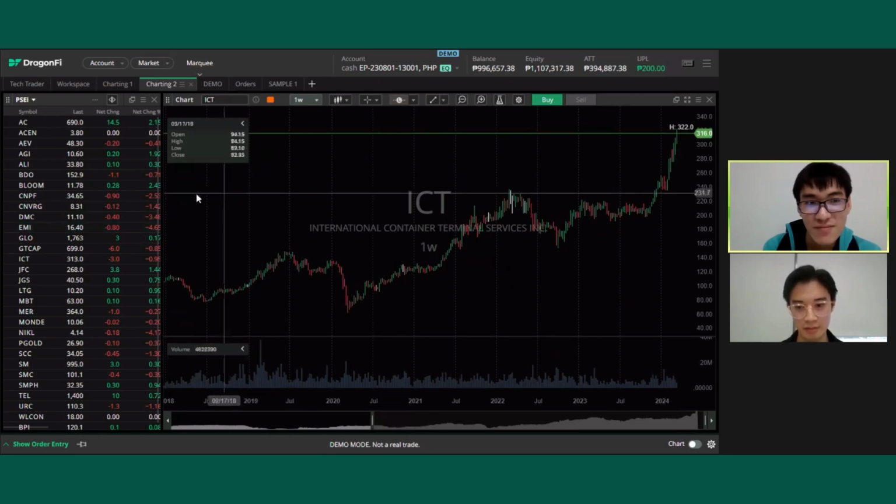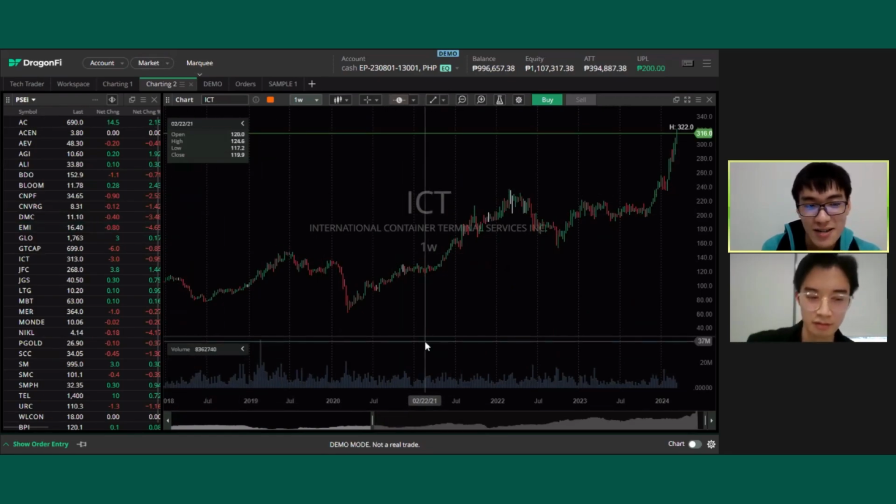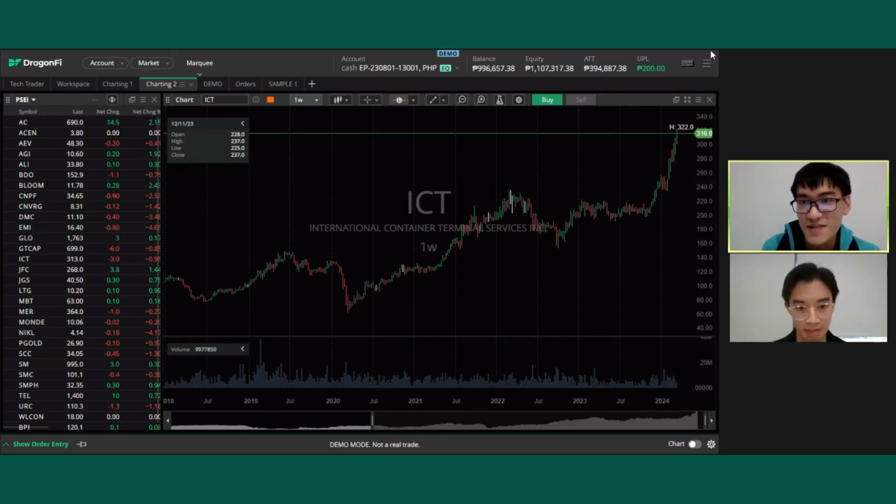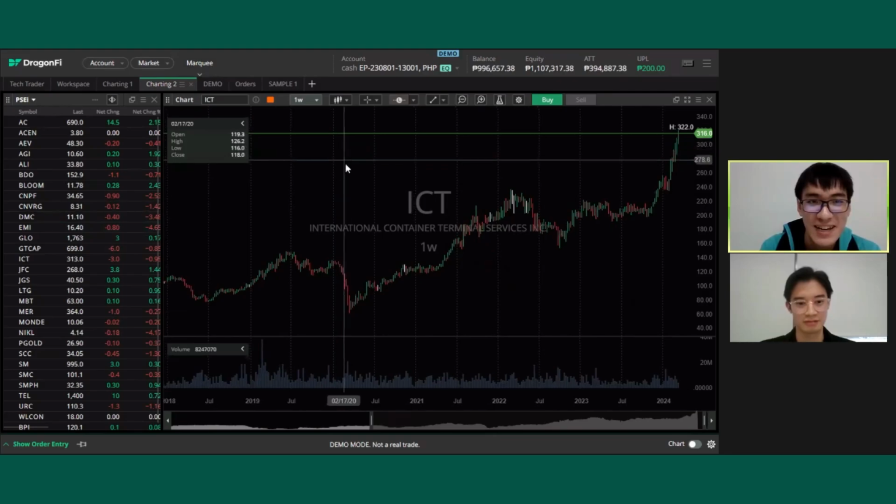Then aside from this platform, we also have a lot of supplementary features from the dashboard. You can access Investing Club, Investors Corner, and all the like.